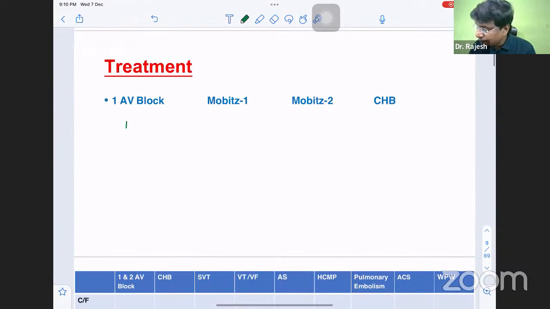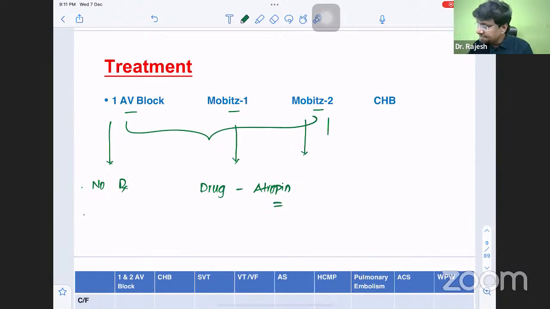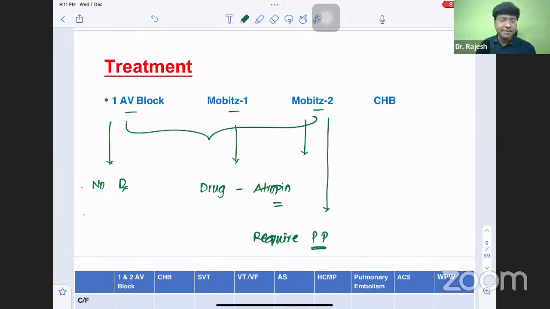These three conditions: first degree AV block, Mobitz type 1, Mobitz type 2. In first degree AV block, no treatment is required, right? You only need to treat the underlying cause. Whereas in Mobitz type 1 and Mobitz type 2, the drug that you can give is atropine, and you have to treat the underlying cause. And Mobitz type 2 patients may require a permanent pacemaker.